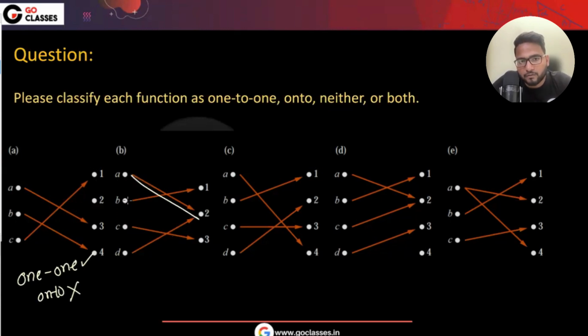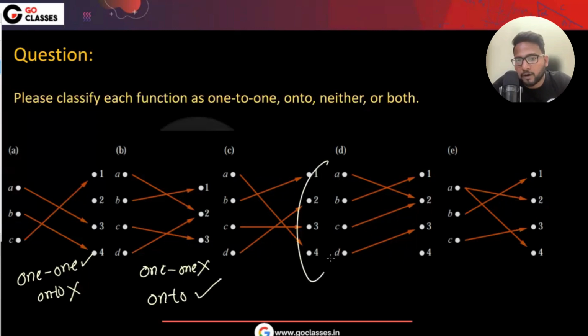What about this? Tell me, is this one-to-one? No, right? Because two elements are mapping to the same. So one-to-one is no. It is onto. Are you leaving out anything? No. So that's why it is onto.